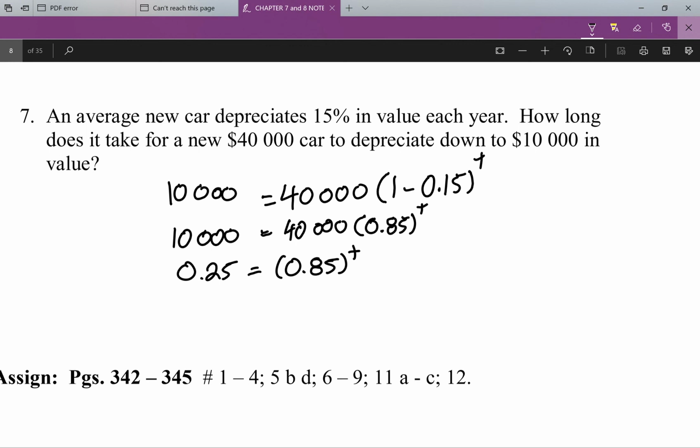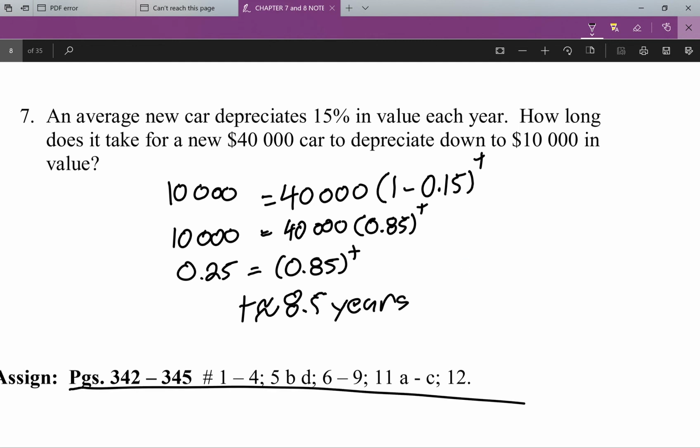Again, we quickly punch this into our calculator. We graph it y1, y2, and we look for the intersection point between them. So I go second trace, intersect, enter, enter, enter, and we get that the time will be approximately 8.5 years.